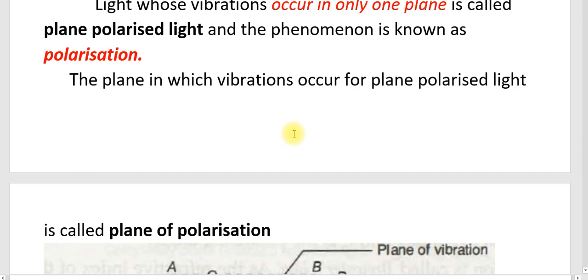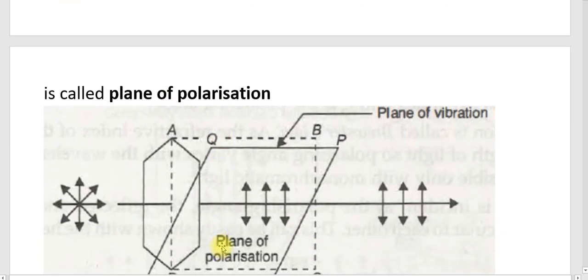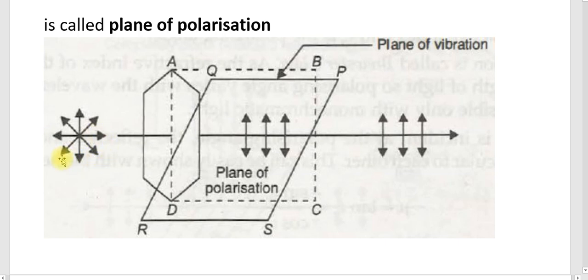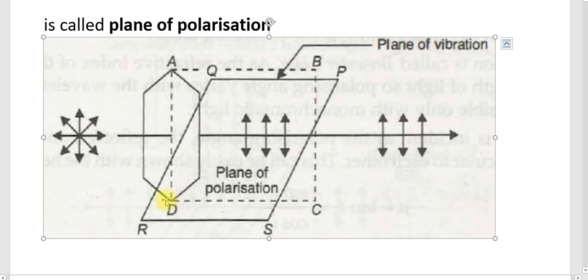The plane in which vibration occurs for plane polarized light is called the plane of polarization. So that is the third concept. What is a plane of polarization? We know that the vibration is taking place only in one direction, and that plane is called the plane of polarization. Here you can see the plane of polarization. This is an ordinary light. When it passes through a Nicol prism, we obtain a plane polarized light, and the plane in which it is seen is called the plane of polarization. Here another plane is also seen. The plane of polarization is A, B, C and D. Here you can see another plane R, S, P and Q. That is called the plane of vibration. Anyway, I think it is understood what a plane of polarization is.